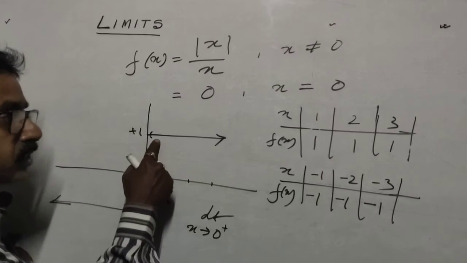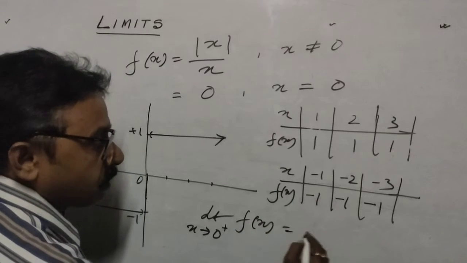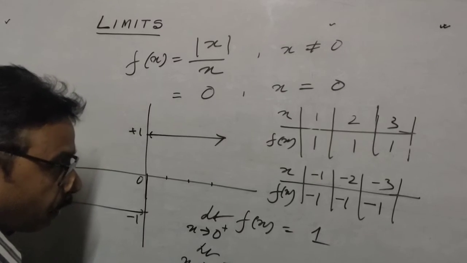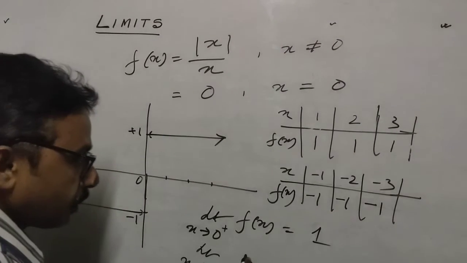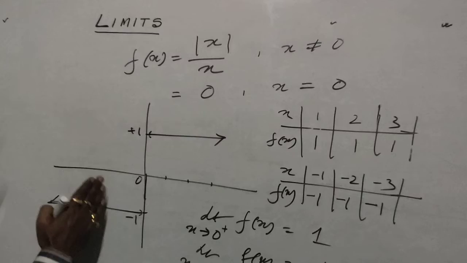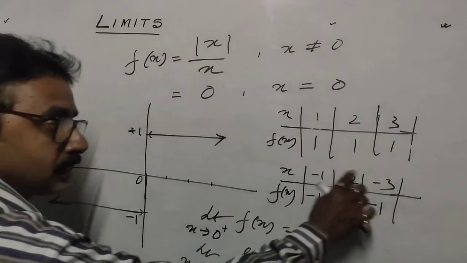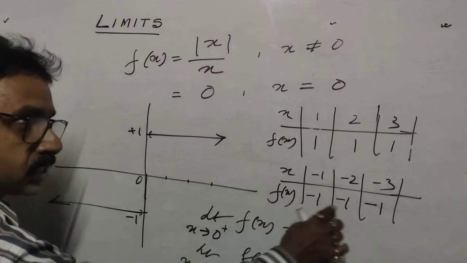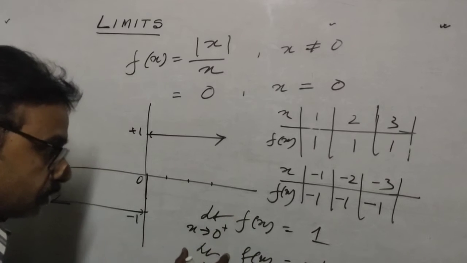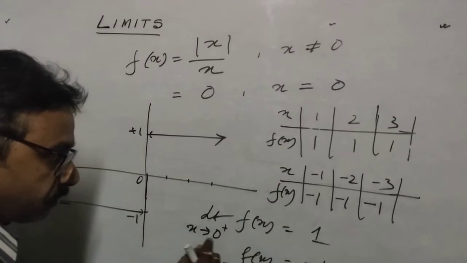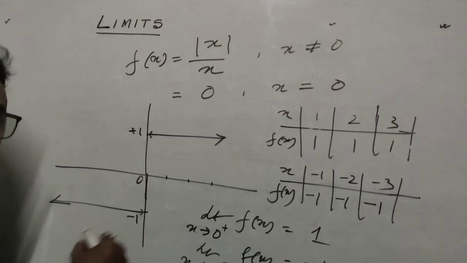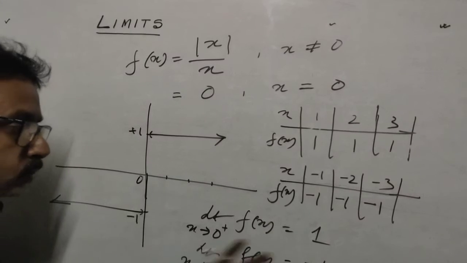So in that case the value of the function f(x) is coming +1. Now if I take limit x tends to 0 minus, then the value of the function is coming -1. For all x less than 0, the value of f(x) is coming -1. That means here we can clearly see that the right hand limiting value is 1, whereas the left hand limiting value is -1. So left hand limit and right hand limit do not match, so they are not equal.